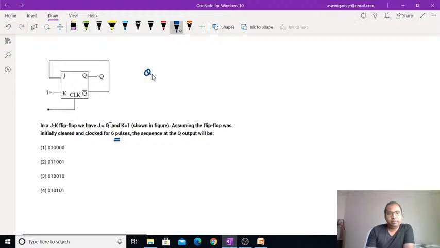So if you take Q of T plus 1 for the JK flip-flop, it becomes J Q bar plus K bar Q, correct? J Q bar plus K bar Q is the next state expression for the JK flip-flop. And here you can observe that Q bar is given to the J. That means J becomes Q bar, okay? And here the Q remains the same, and K bar remains the same.